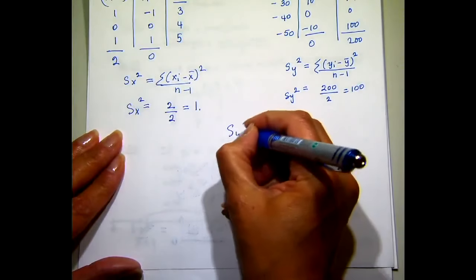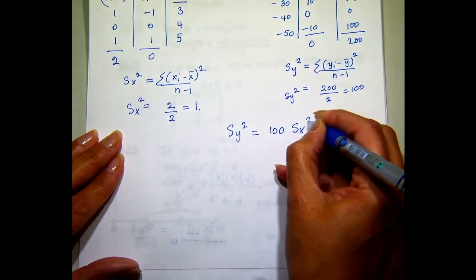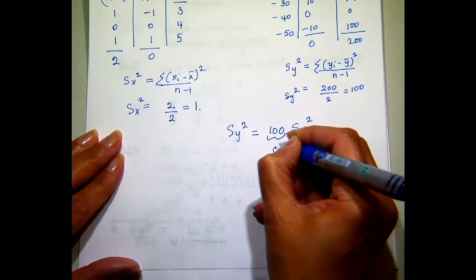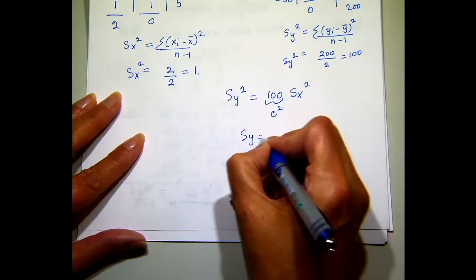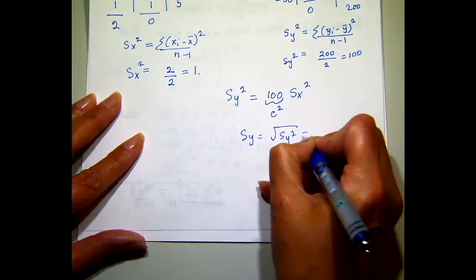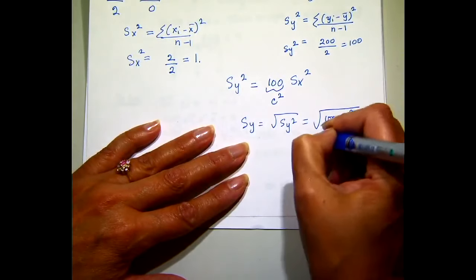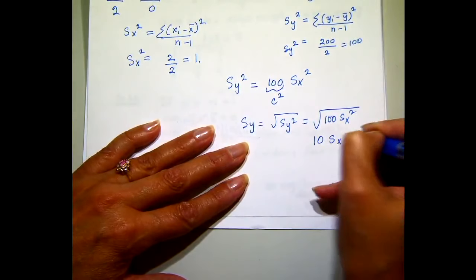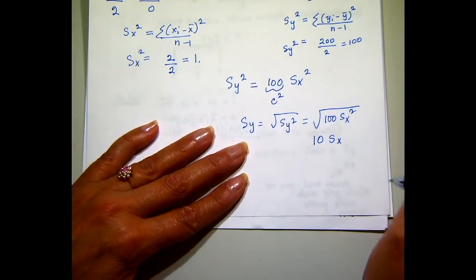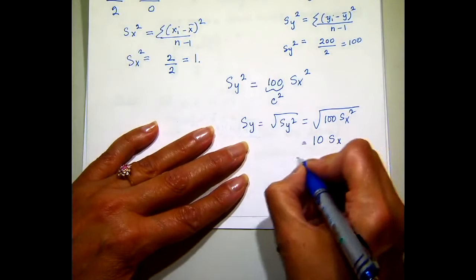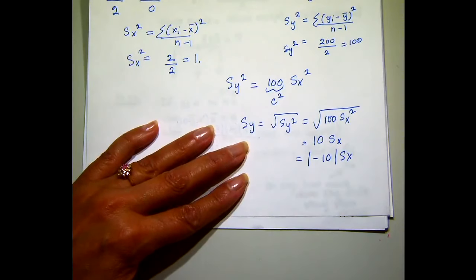So I see that s_y squared is equal to 100 times s_x squared, where 100 just happens to be c squared, right? So s_y would be the square root of s_y squared, which is the square root of 100 s_x squared. So it would be 10 times s_x. Not minus 10 times s_x, but absolute value of minus 10 times s_x. Follow me.